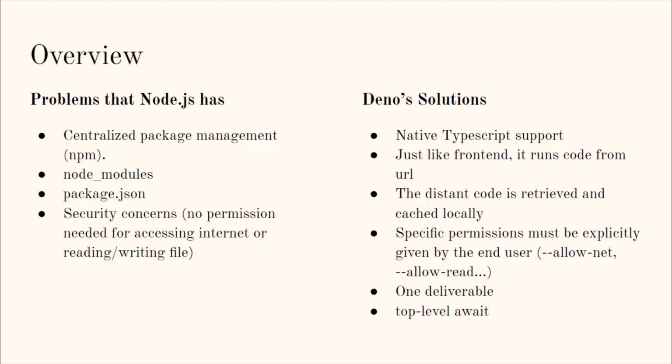Also, there is the problem of package.json, which is like a manifest, controlling all the versions, along with the license and stuff. Like many developers, he also does not like that.